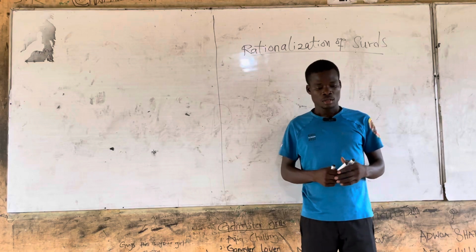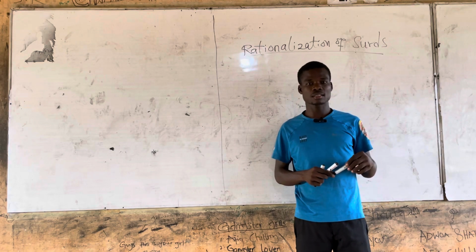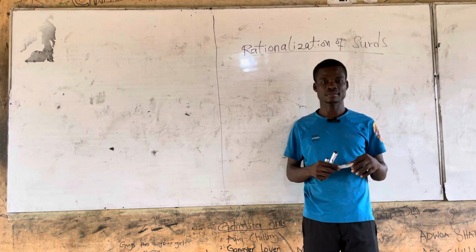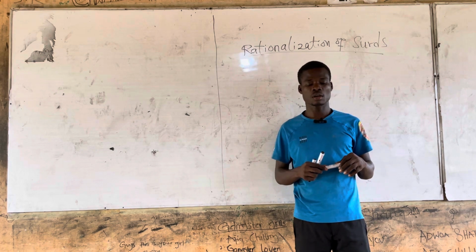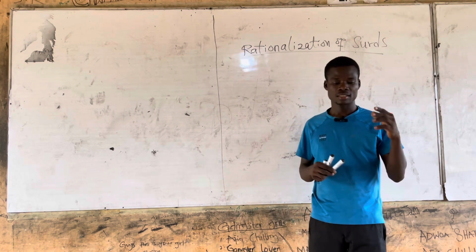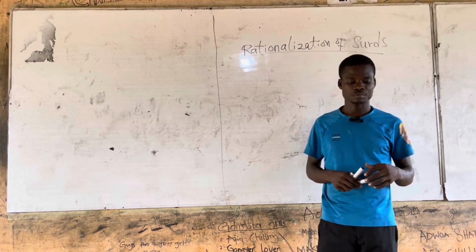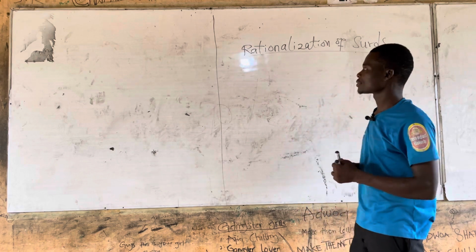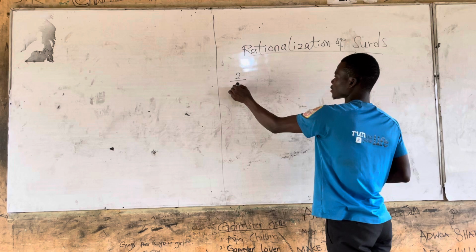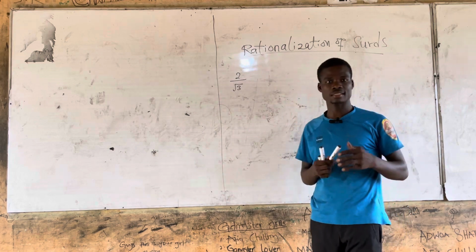So by the end of this lesson, you should be able to rationalize the denominator of a given set. So now, suppose we have 2 over root 3 to rationalize.